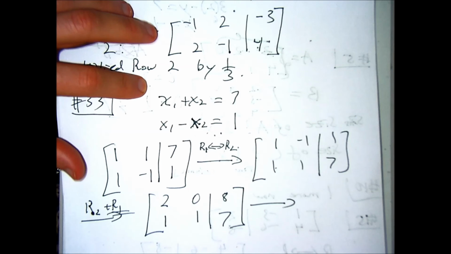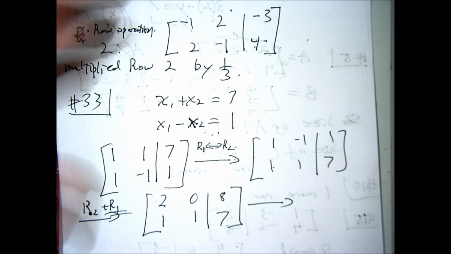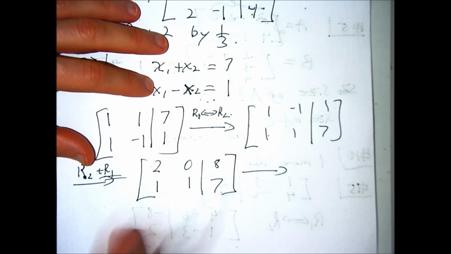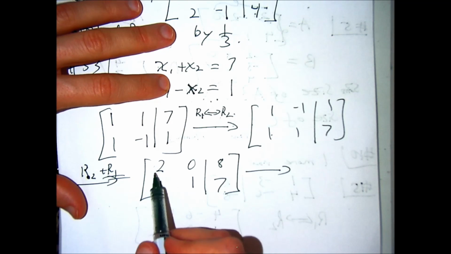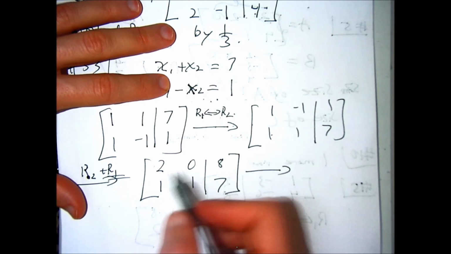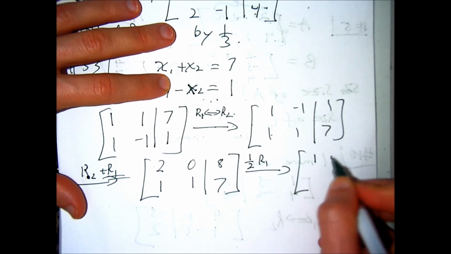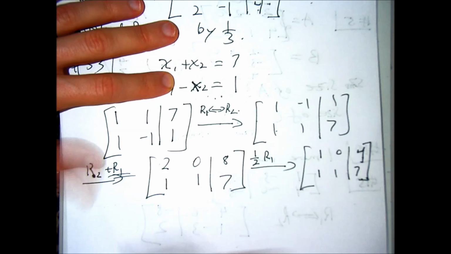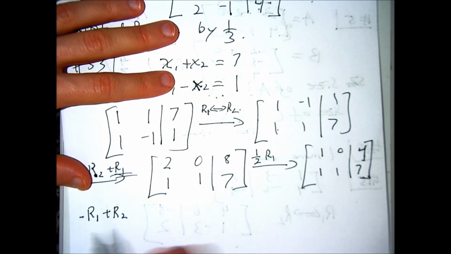And I say, okay, how do I get another 0? Well, first, let's make this into a 1. So you want to focus on getting 1s and 0s. So if you only have one non-zero thing left in your row, try to get that to become a 1. So I multiply the whole row 1 by a half, and I get 1, 0, vertical bar 4, 1, 1, 7. All right, and then the only thing left to do to solve it is to multiply the first row by negative 1, and then add it to the second row.